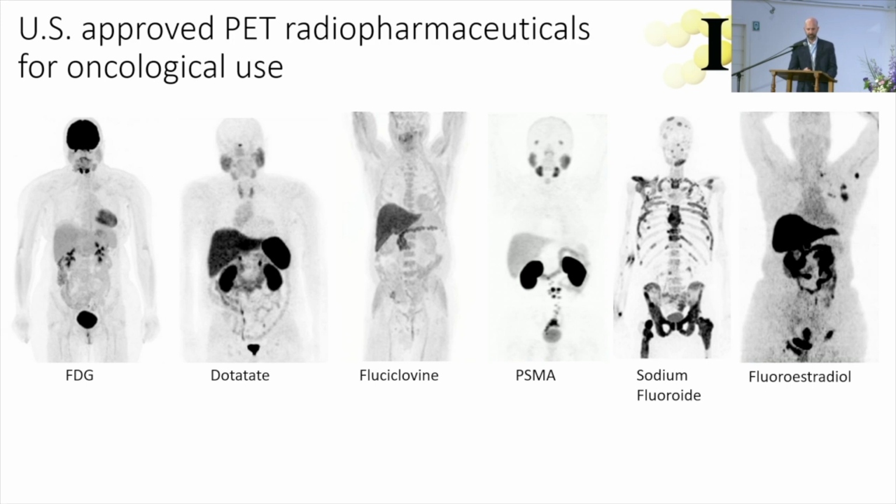So here's how these FDA-approved agents look, and you notice that they each look different, okay? FES is right here, FDG is right here, and then we have other agents in between. The importance of this is simply to have some appreciation that each agent is unique, and what that means is each reader of each agent has to be very familiar with the pattern of uptake for that. So expertise does matter with PET imaging, and it's going to matter even more as we go forward.